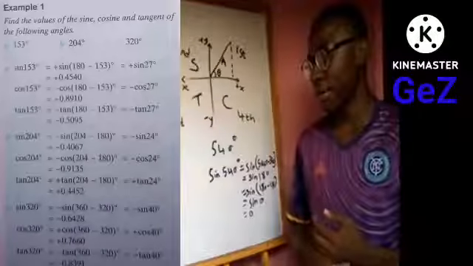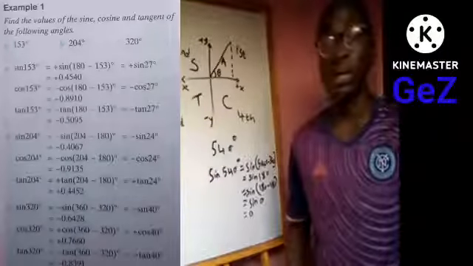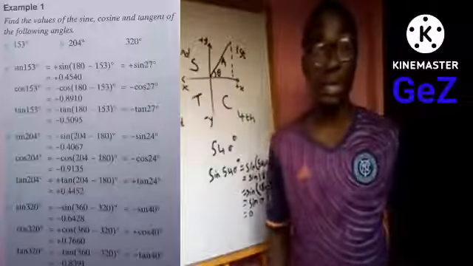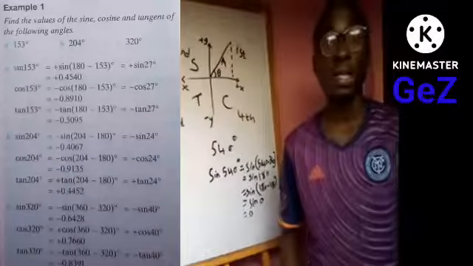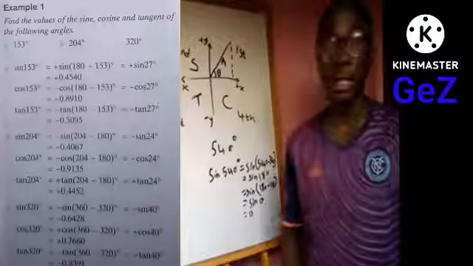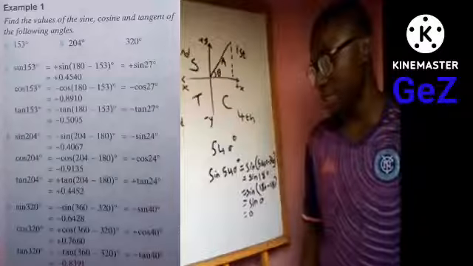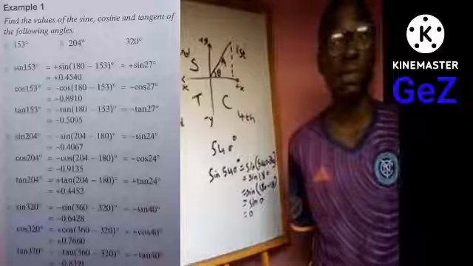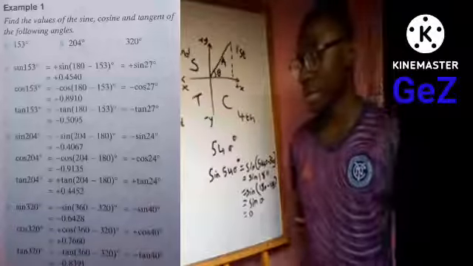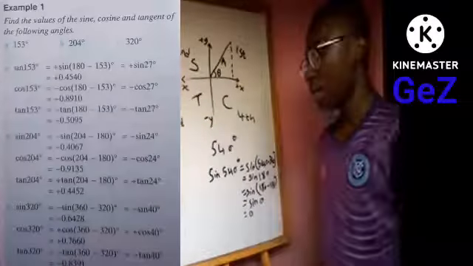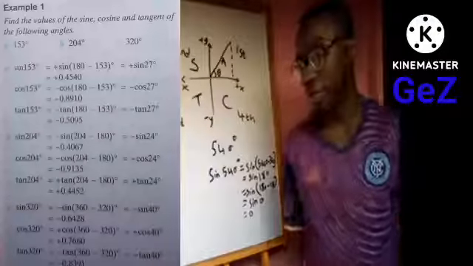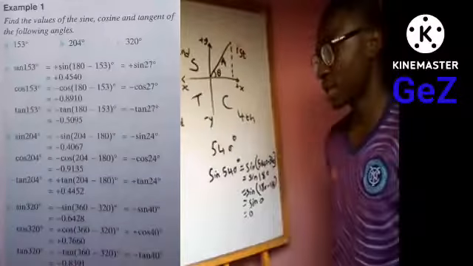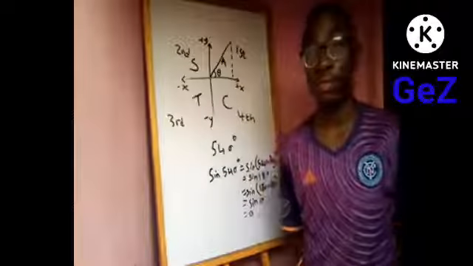Then for the last part of the question, we have 320°. In your fourth quadrant, sine and tangent are both negative, and only cos is positive. That is demonstrated in the answer here. Sine 320° is minus 0.6428, cos 320° is plus 0.7660, and tan 320° is minus 0.8391. So that is an illustration of the fact that I'm trying to show in this video.